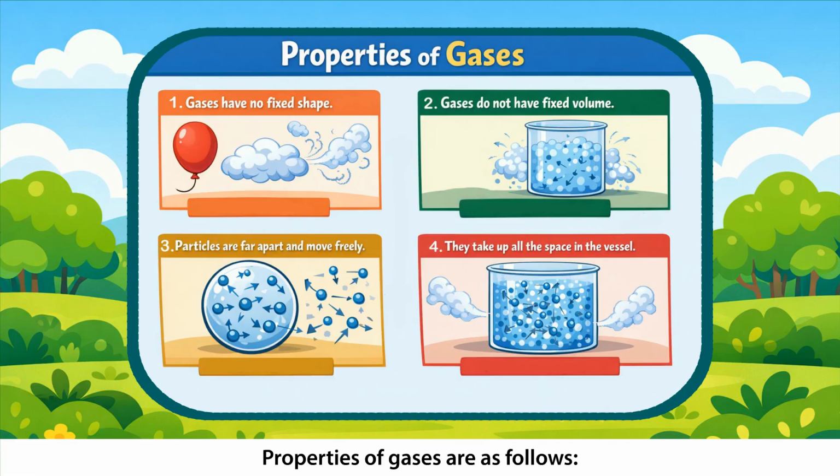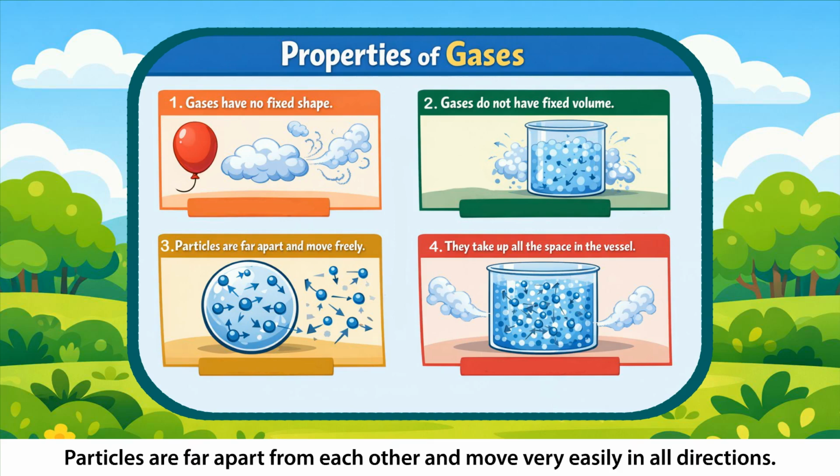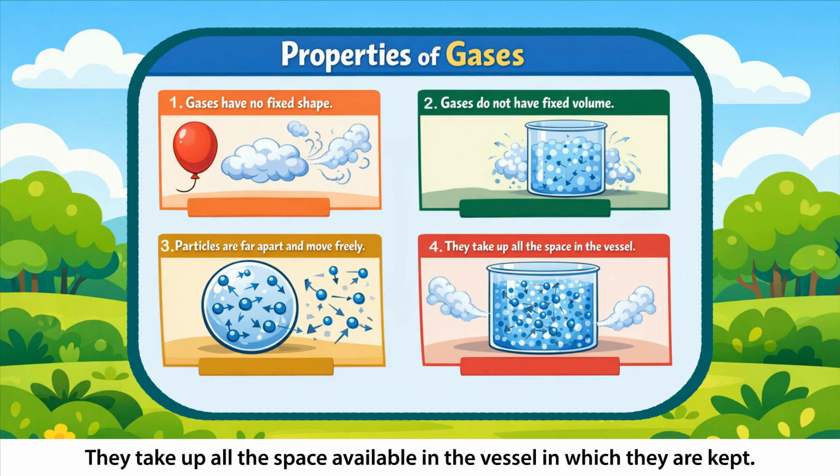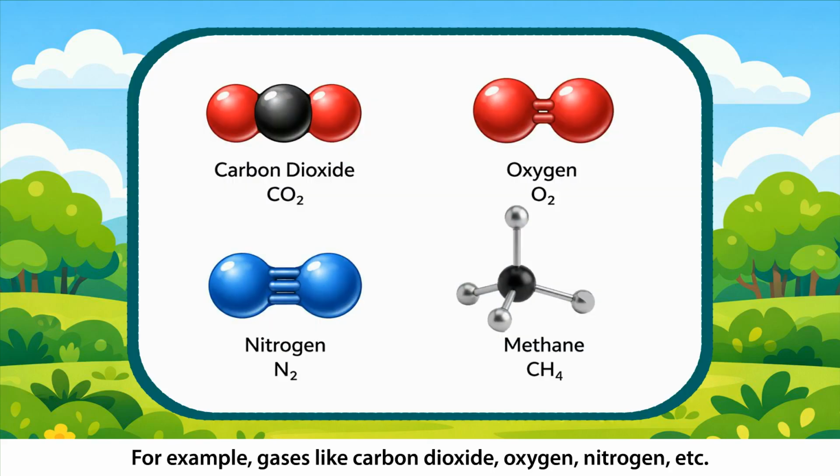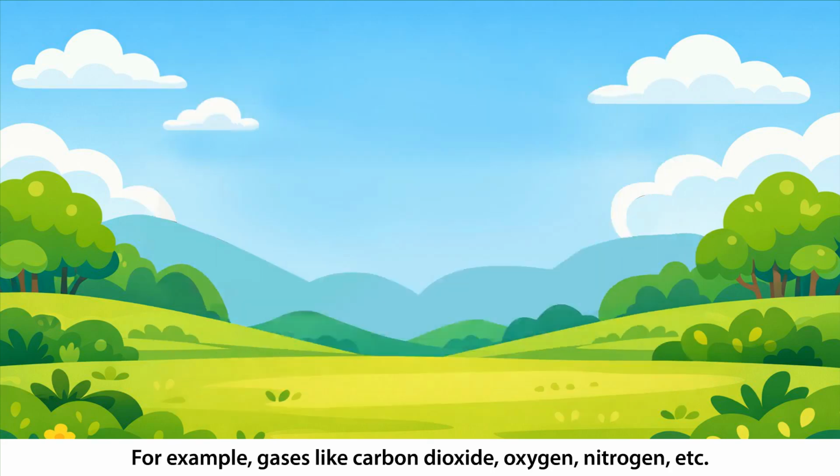Gases. Properties of gases are as follows. Gases have no fixed shape. Gases do not have fixed volume. Particles are far apart from each other and move very easily in all directions. They take up all the space available in the vessel in which they are kept. For example, gases like carbon dioxide, oxygen, nitrogen, etc.